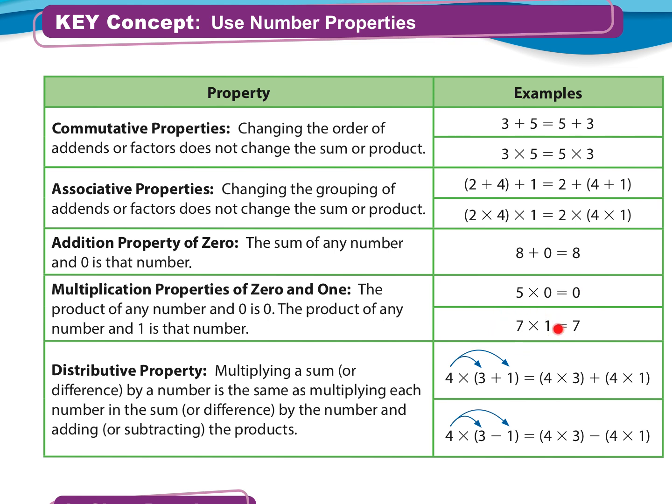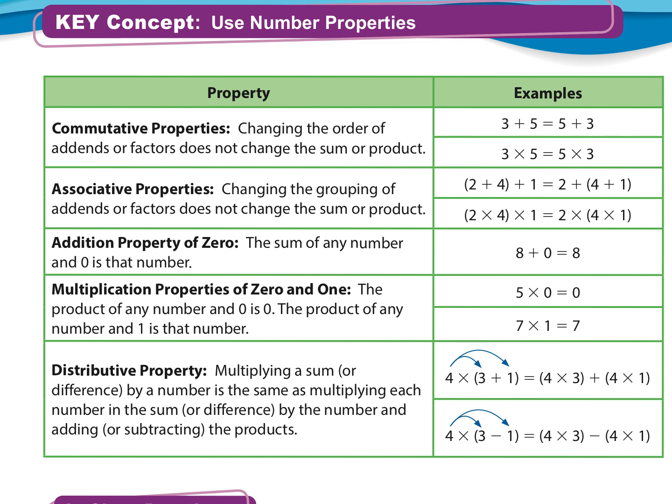And if I multiply a number by 1, it will stay the same. Then you have the distributive property. You guys saw a little bit of this in our bell ringer this week. So distributive property is when you have a number that you're going to multiply. It says multiplying a sum or a difference by a number is the same as multiplying each number in that sum or difference by the number and adding the products together.